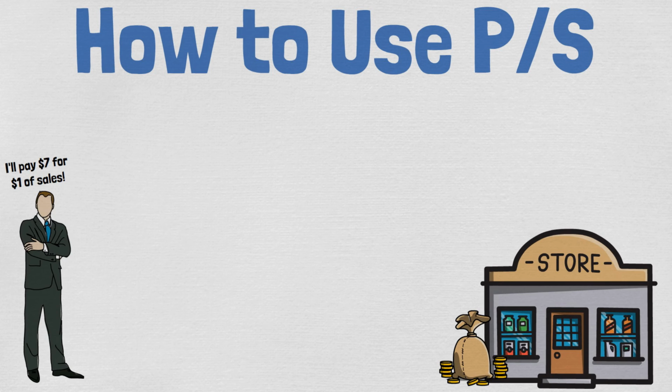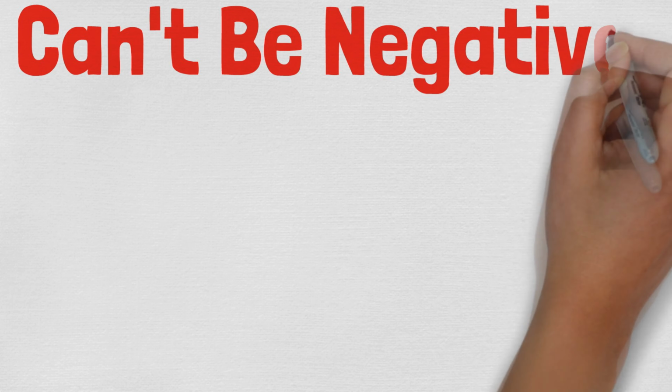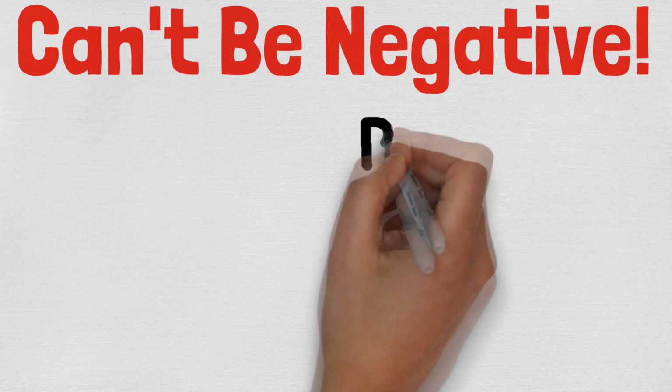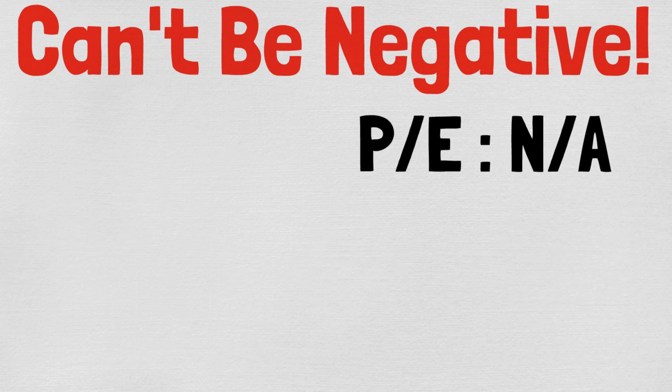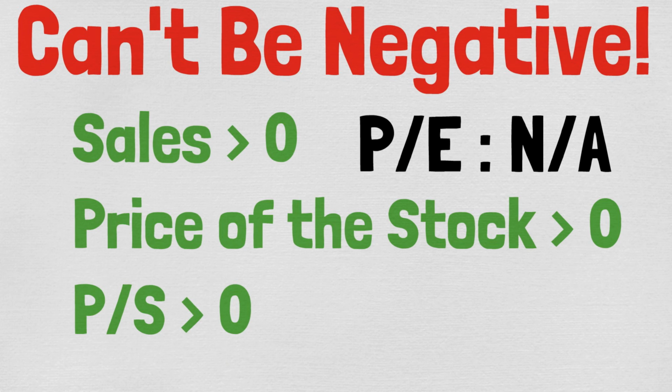One great thing about the PS ratio is that it can never be a negative number. While the PE ratio sometimes is not available at all because the earnings can be negative, the price of the stock and the sales will always be positive.